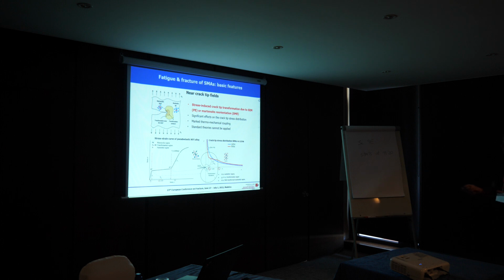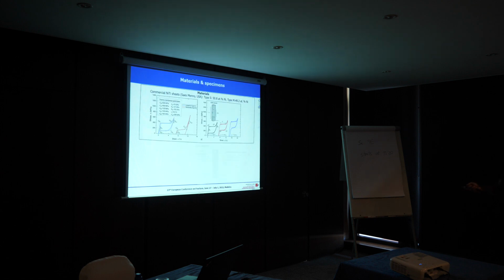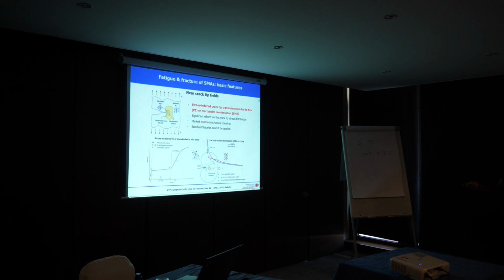As I said before, the near crack tip stress-induced transformation occurring in the crack tip region causes significant redistribution of stress in the crack tip region that has a very important role. It is widely accepted by the scientific community to have a very important role on both fracture and fatigue properties of shape memory materials. So this transformation mechanism can be due either to stress-induced martensite in the case of pseudoelastic material, or martensite orientation in the case of shape memory materials.